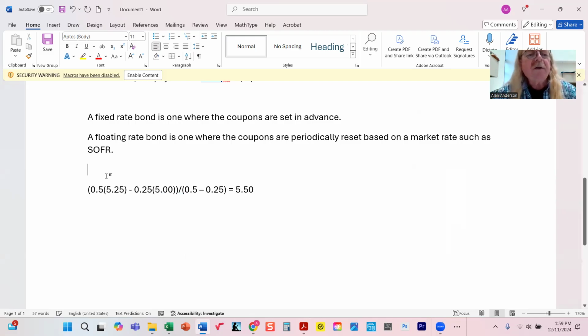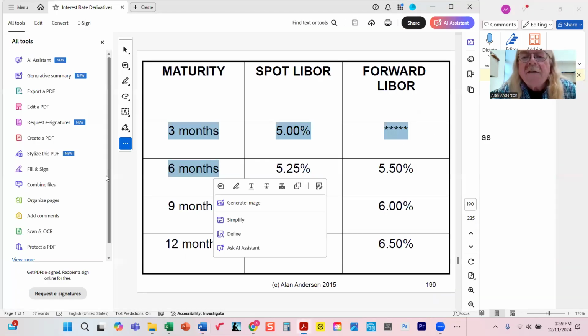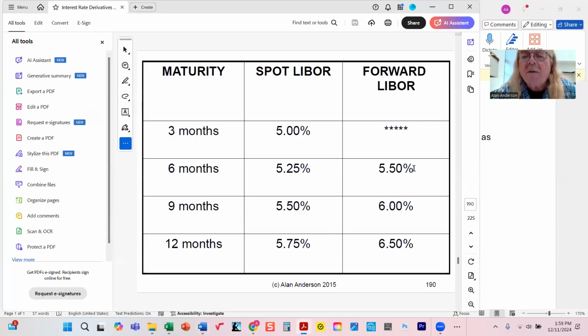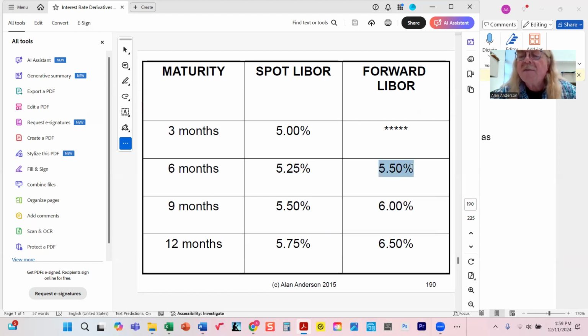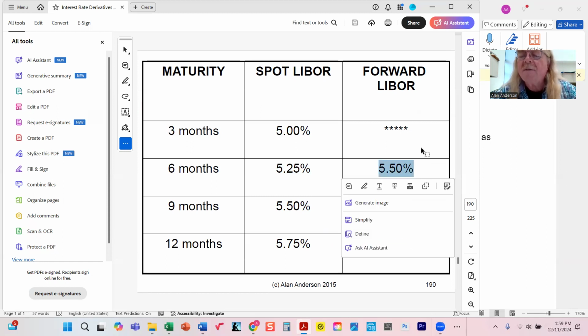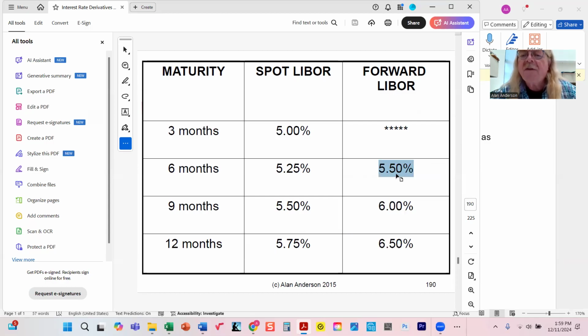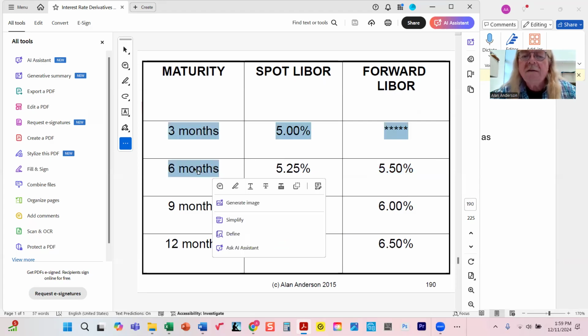So this is how you would calculate that this forward LIBOR rate is the rate that applies between months 3 and 6. That's why it's called a forward rate. These start today. This one tells me if I want to borrow at LIBOR today for 6 months, I'll pay 5.25. This tells me if I want to borrow just between months 3 and 6, it'll cost me 5.5. That's how you interpret these. These are in between, like 5.5 applies here only.